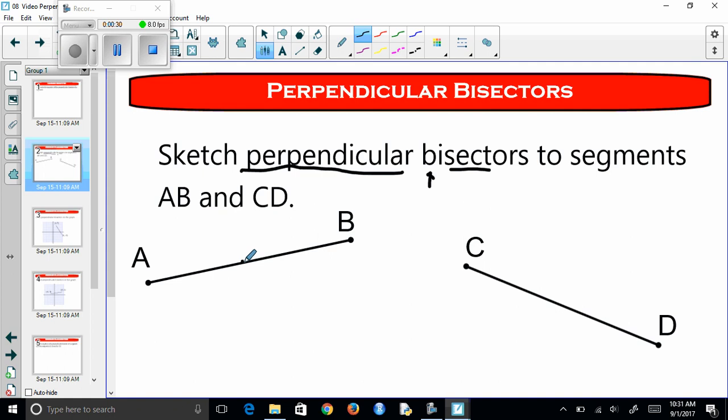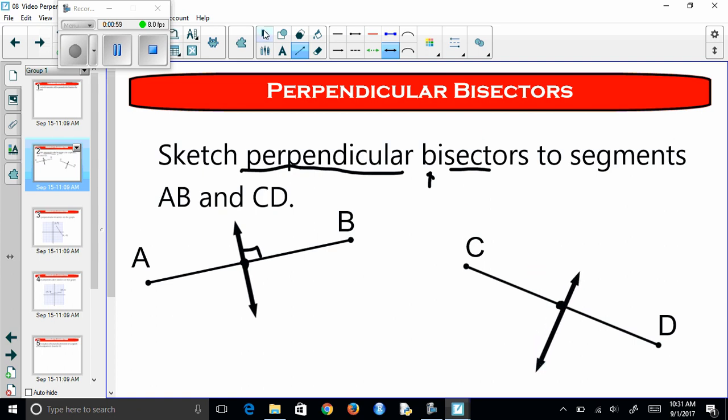So if it cuts it in half, I'll cut this in half here. And now it's a line that has to be perpendicular. So I'll try to draw it the best I can and draw a little 90-degree angle up here. And this line is a perpendicular bisector. If I did CD, I would try to get a point in the middle. If I had a ruler, I'd try to be more specific. 90 degrees, I got to move it over so it goes through the middle. And this is a perpendicular bisector of CD.